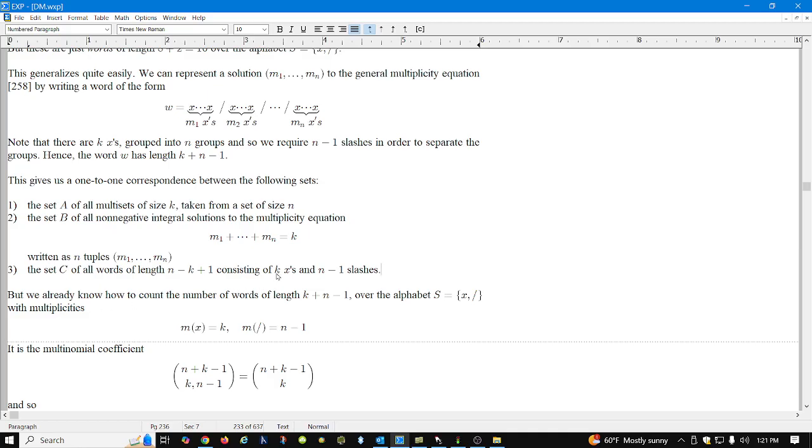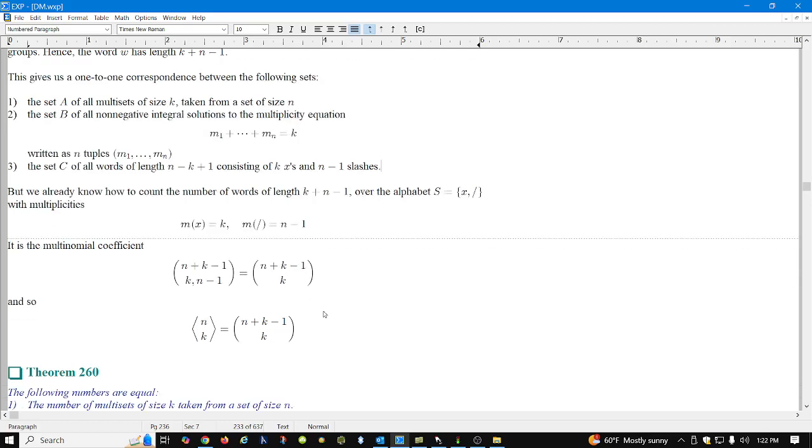Well, we already know how to count this last one. The number of words of length k plus n minus 1 over an alphabet of size 2. The multiplicities are, for x it's k, and for the slash it's n minus 1. It's the multinomial coefficient (n plus k minus 1; k, n minus 1). And that's a binomial coefficient. N plus k minus 1 choose k. So we have our formula.